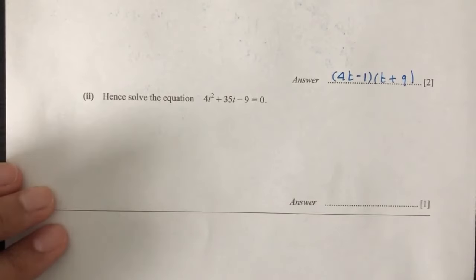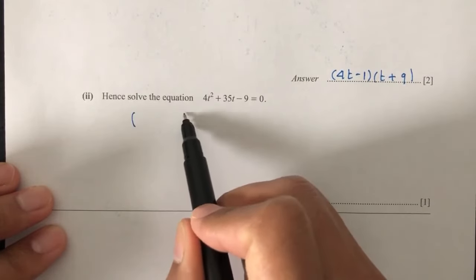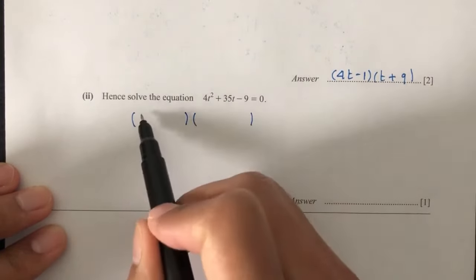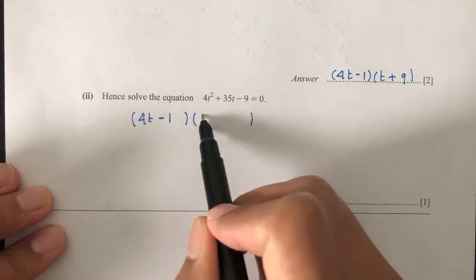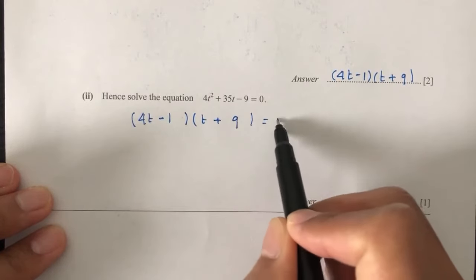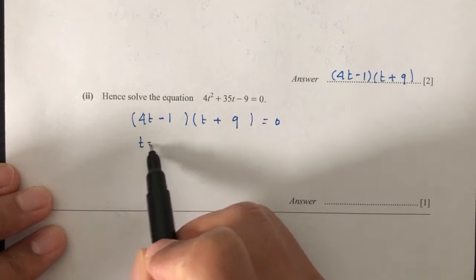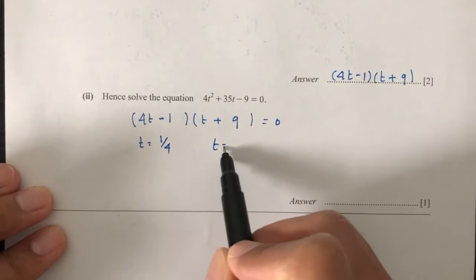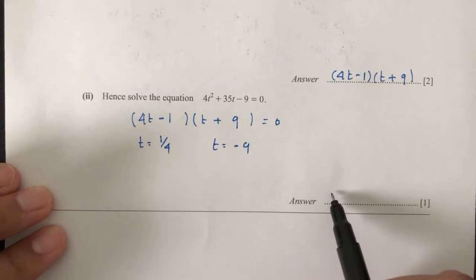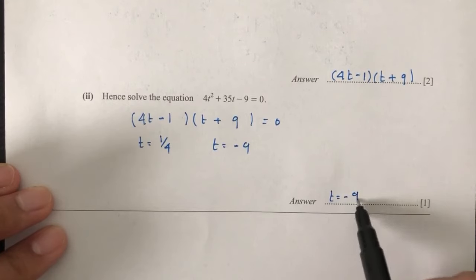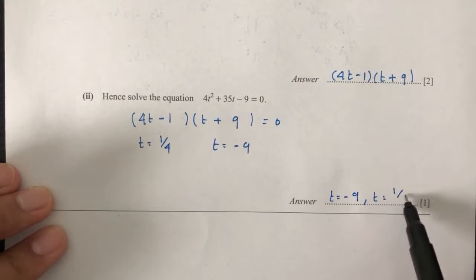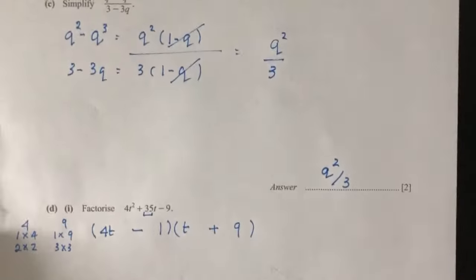So now part 2. Hence solve this equation. So you have to solve this, pretty easy. So with the factorization that we just had, 4t minus 1, t plus 9 equal to 0. T becomes 1 over 4 and t is minus 9. So this will be your answer. T will be 1 over 4. And that is question number 2.